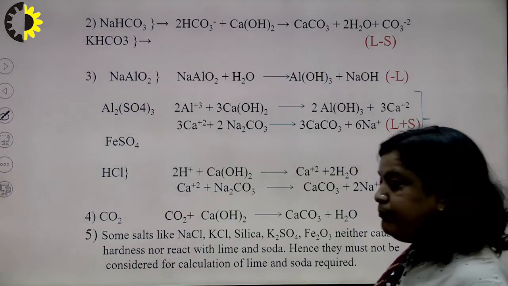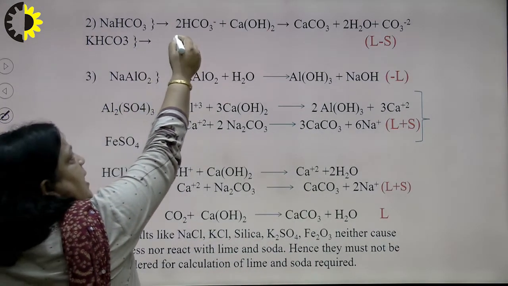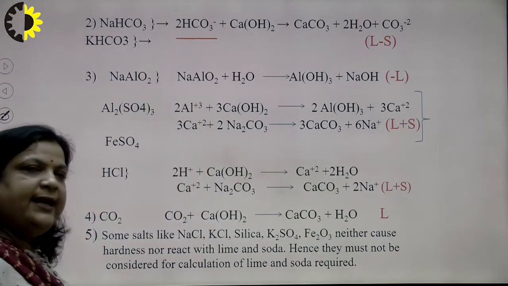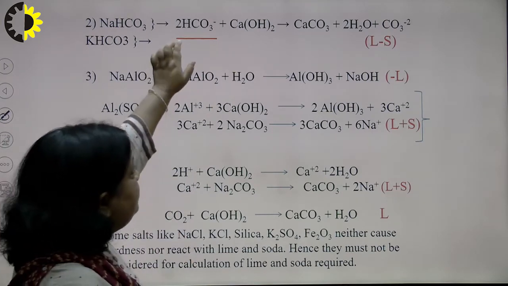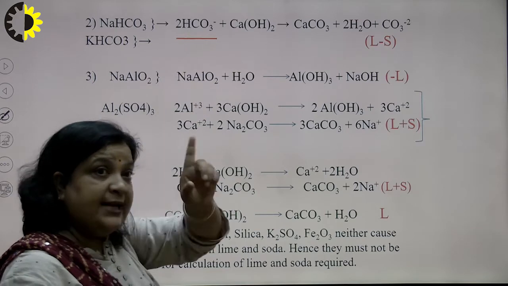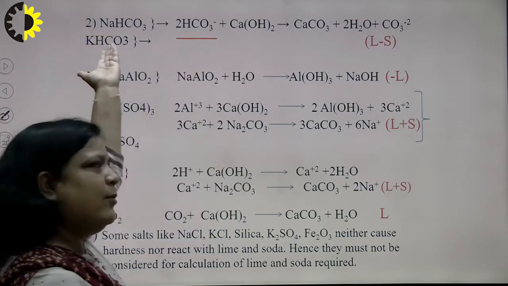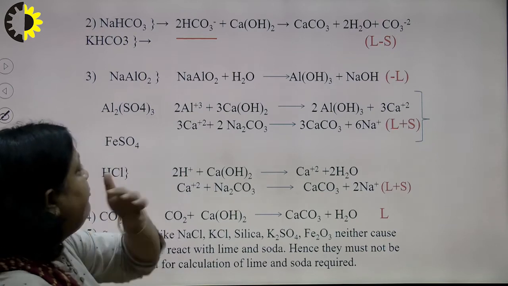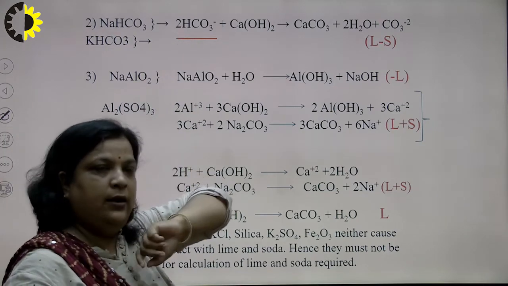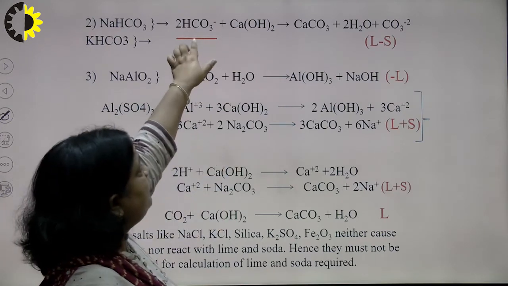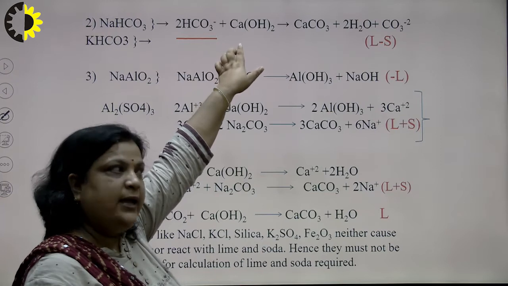Now, second, if bicarbonate is there, let HCO3 minus. To remove this only bicarbonate, not calcium and magnesium. So, if only bicarbonate with sodium or potassium it is allowed. If bicarbonate is there, and since carbonate is not allowed to remain in water, so we have to remove this carbonate, and carbonate means calcium, and we get calcium from lime.